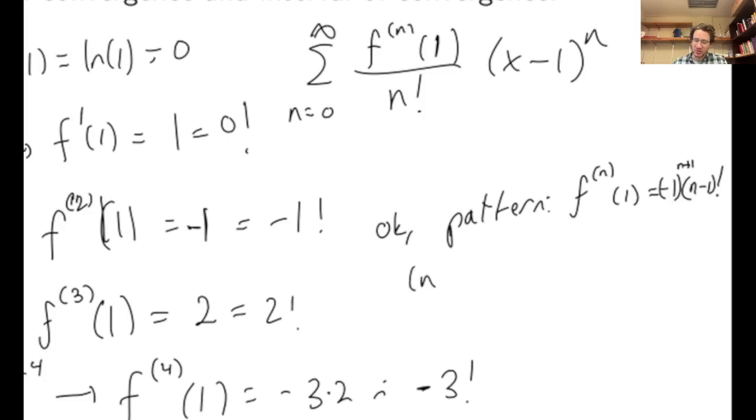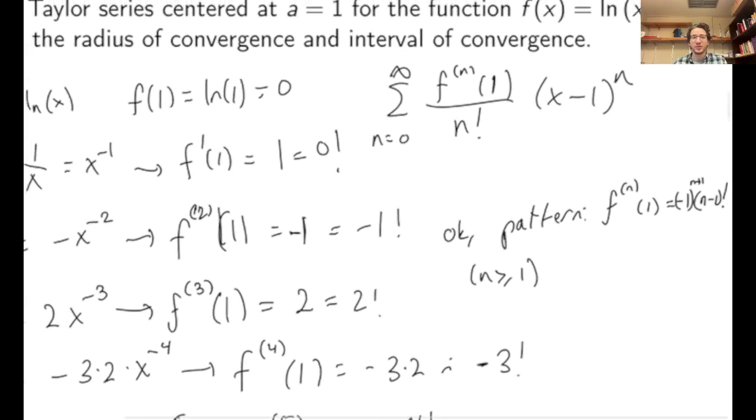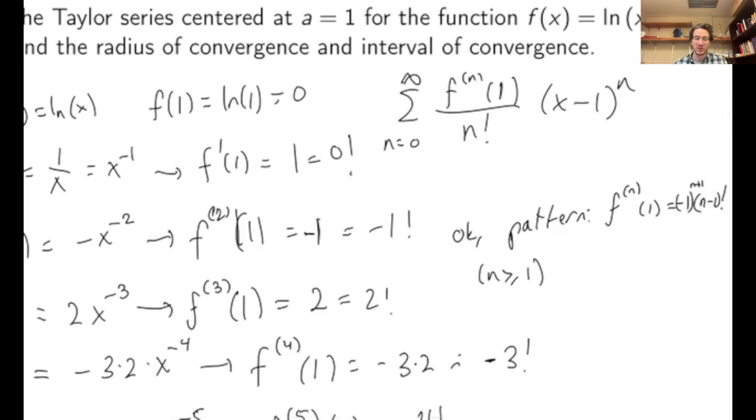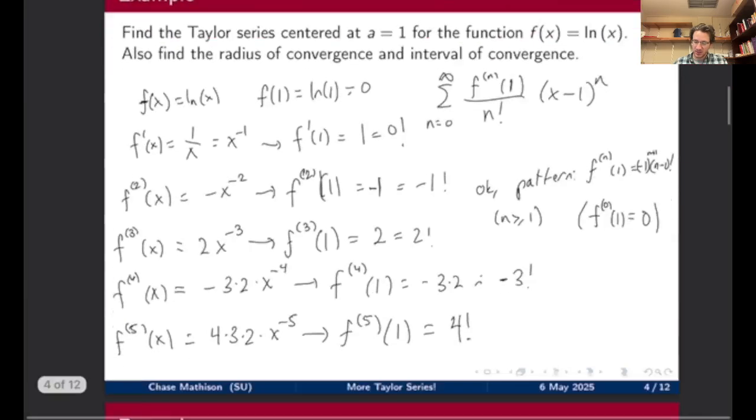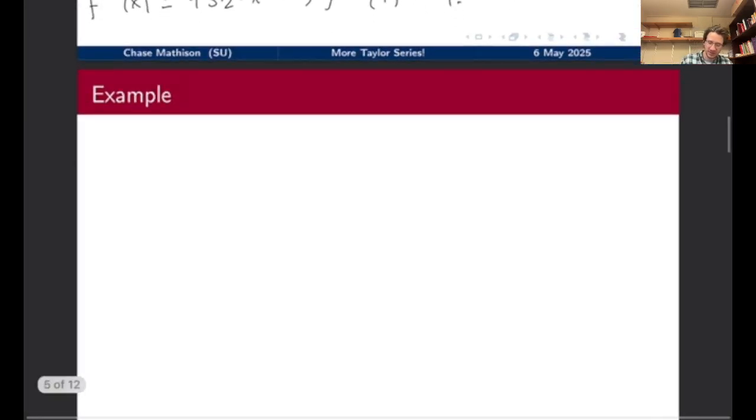Now notice this only holds for n greater than or equal to 1. But our function evaluated at 1 itself, sort of the 0th derivative, is 0. Okay, so the 0th derivative of f at 1 is 0. Okay, so let's write down our final answer here.